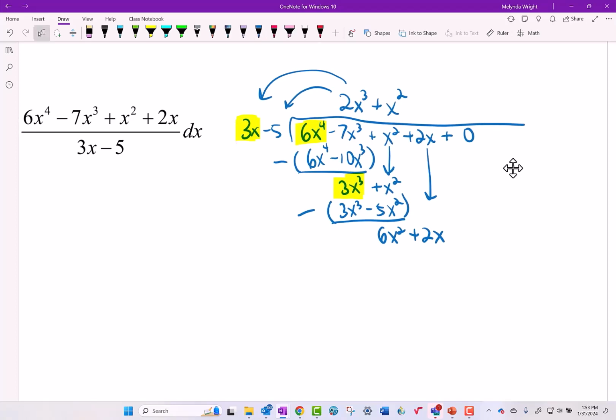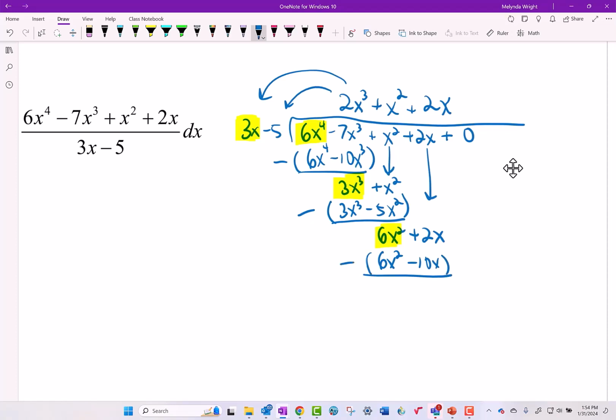Okay. So again, we're just working with the first term. So 3x goes into 6x squared. In other words, what would I multiply 3 by to get a 6? It would be a 2, right? What would I multiply x by to get an x squared? It'd be an x. Okay, so let's multiply back out. 2x times 3x is 6x squared. 2x times a negative 5 is a negative 10x. I stop, I subtract.